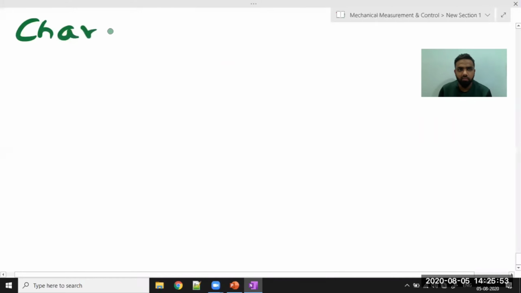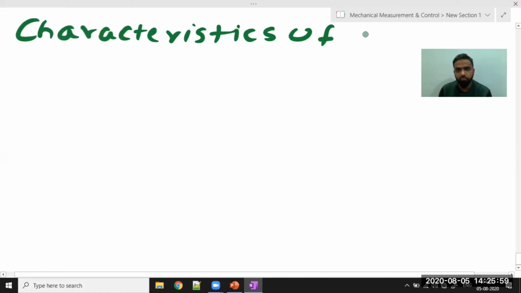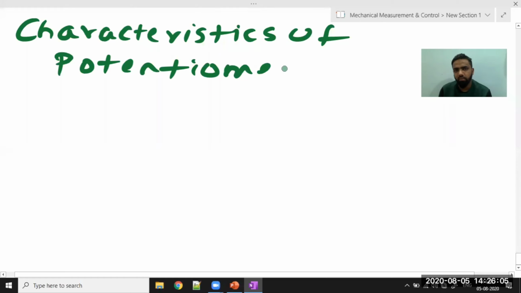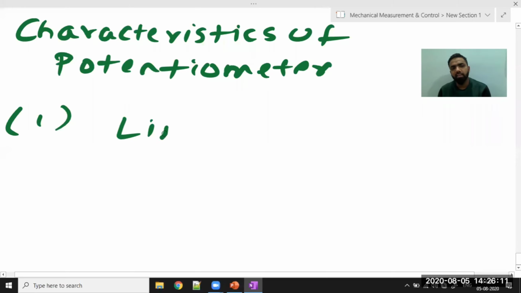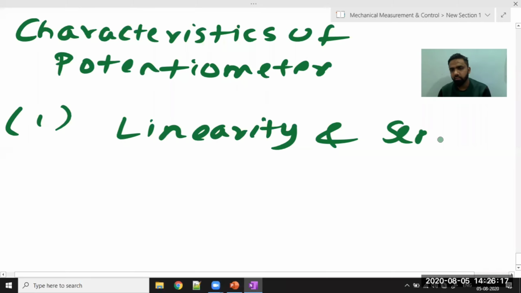Now, just look at this thing, what I'm telling. Characteristics of potentiometer. I'll just share 2 main characteristics. Okay. First 3 characteristics actually I'll share. First one is, together I'll share 2 characteristics: linearity and sensitivity.